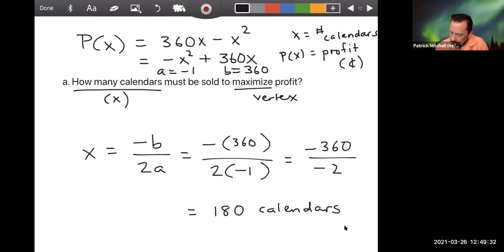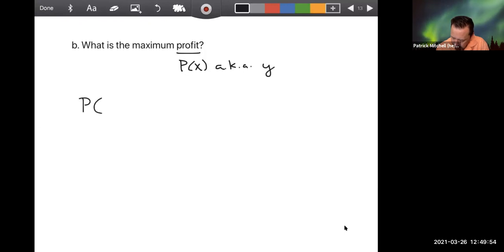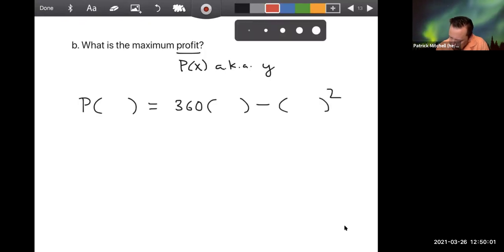All right, and then the second question, what is the maximum profit? Well, remember, profit was P of X, also known as Y. So for that, we're just going to plug in the 180 into our profit function, 360x minus x squared. So we just found out that the way to maximize this is to make x equal 180.